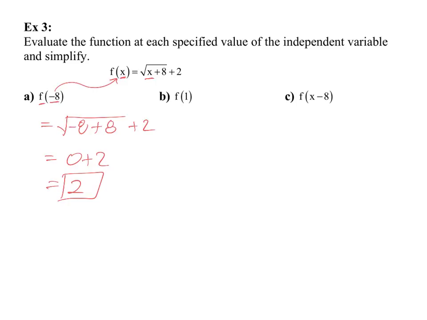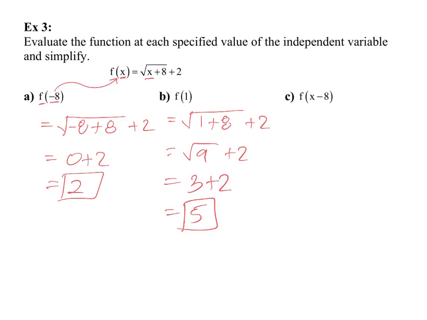Now f of 1. Taking the function f, evaluating it using the value 1. So I take the square root of 1 plus 8, plus 2 on the outside. I have square root of 9, plus 2. Then I have 3 plus 2, which is 5.